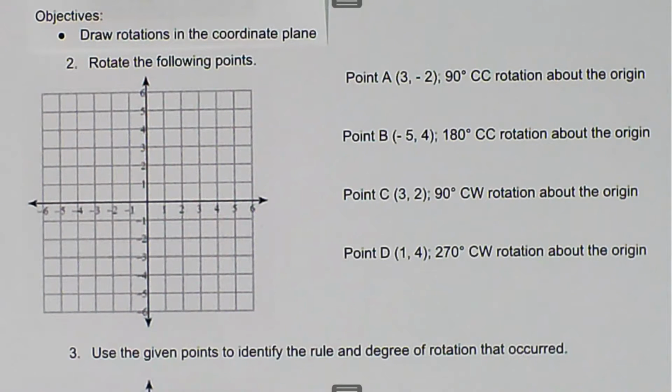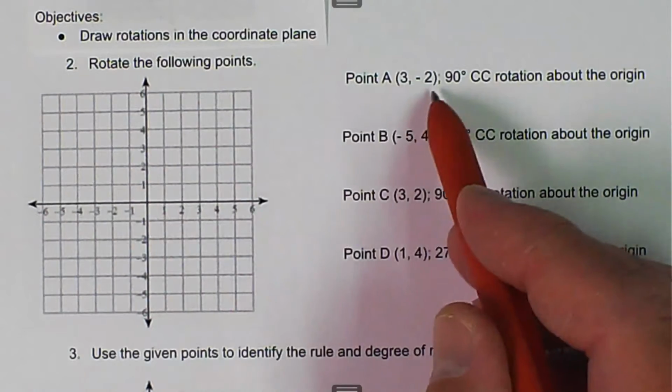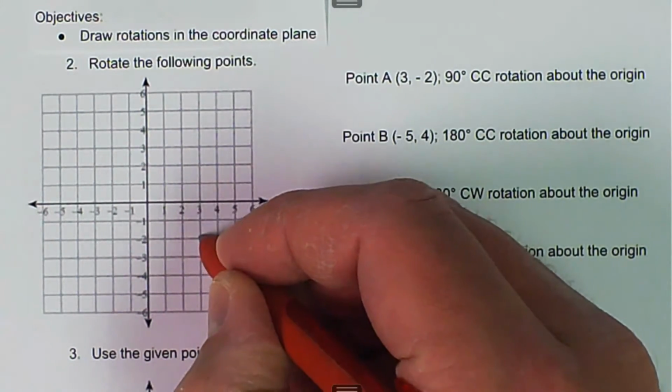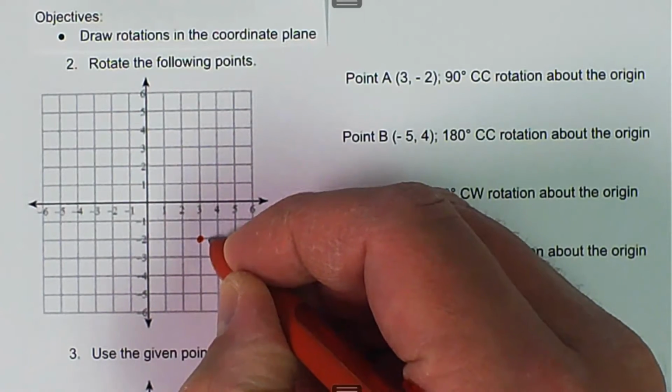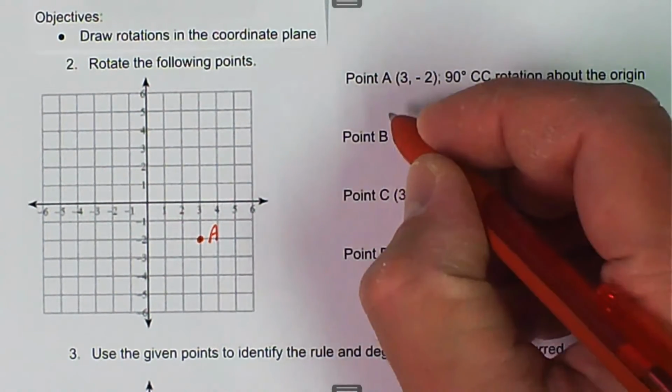We are talking about rotations, and we want to draw rotations in the coordinate plane. Our example 2 says rotate the following points. To start with, we want to graph point A, which is going to be (3, -2). So we go over 3, and then we go down 2. That's going to be A, or our pre-image.